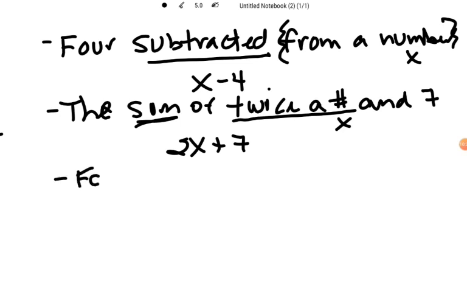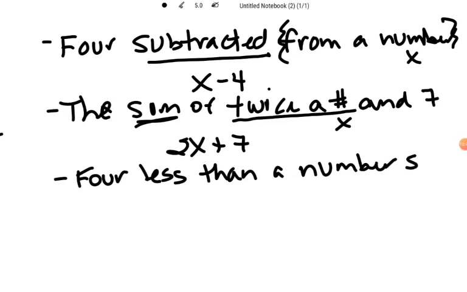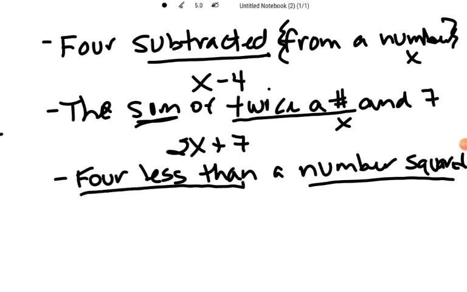Four less than a number squared. Number squared. So our number, and that's 4 less than, right? So it's going to be the turnaround when you see the less than. So the number squared, 4 less than.